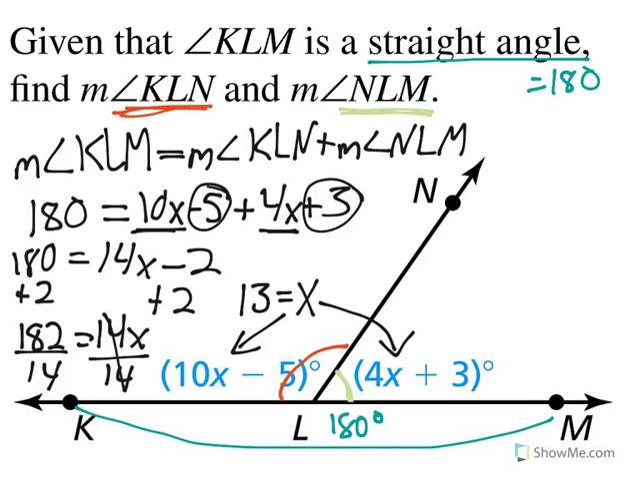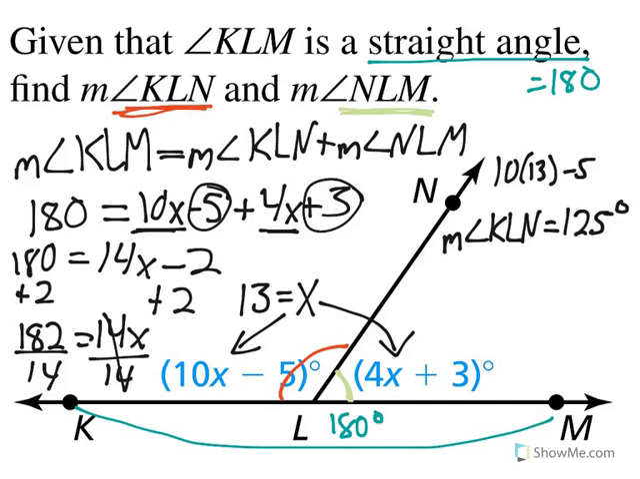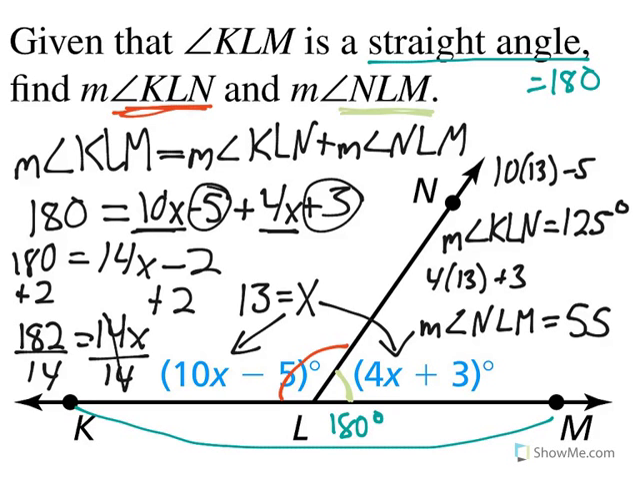So I'm going to get 10 times 13 minus 5. So when I do that, that's going to tell me that the measure of KLN is equal to, so 10 times 13 gives me 130, minus 5 gives me 125 degrees. And then plugging it into this other side, I'm going to get 4 times 13 plus 3. So I'm going to be looking at the measure of NLM is equal to, and that would give me 55.